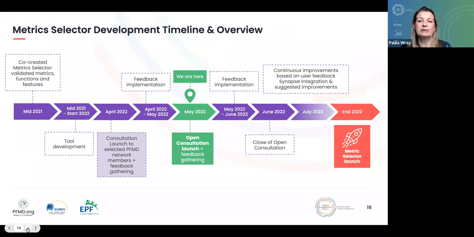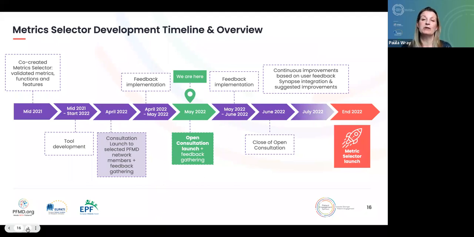So as mentioned, we've already developed the metric selector with a lot of input from our partners and stakeholders. We launched it internally for the patient-focused medicines network, just to get that initial feedback: was it doing everything that we said we wanted it to do? Can you select different filters? You don't have to use all the filters. I'll come on to that in a minute. And then we took on board all the feedback, and this is where we are today.